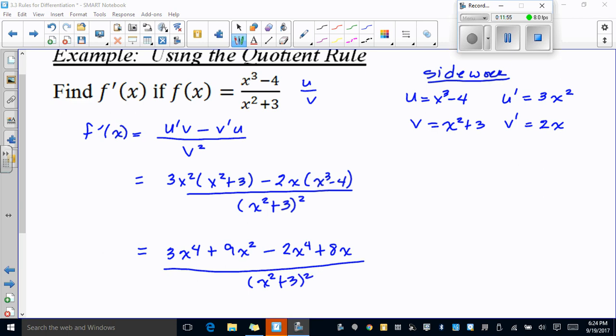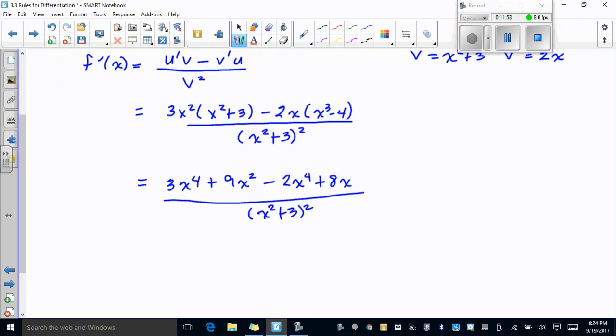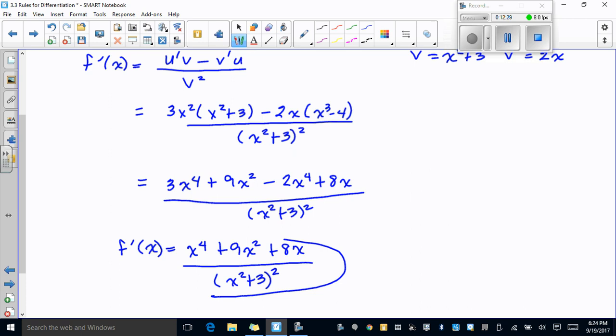So now we're just ready to do the last bit of the cleanup. Combine like terms. 3x to the 4th minus 2x to the 4th gives us x to the 4th plus 9x squared plus 8x all over x squared plus 3 quantity squared. Okay, and there you guys go. If it's obvious being able to clean up, I would expect that you clean it up. If it's not so obvious of a cleanup, then you can leave things alone.